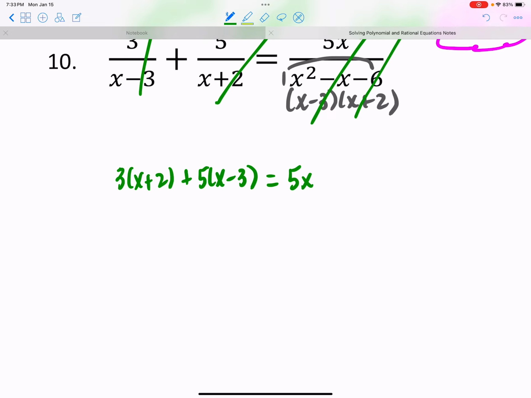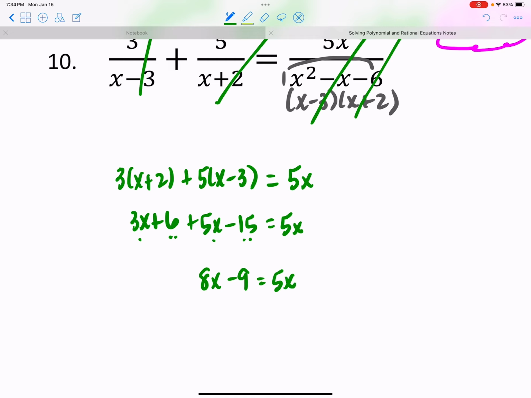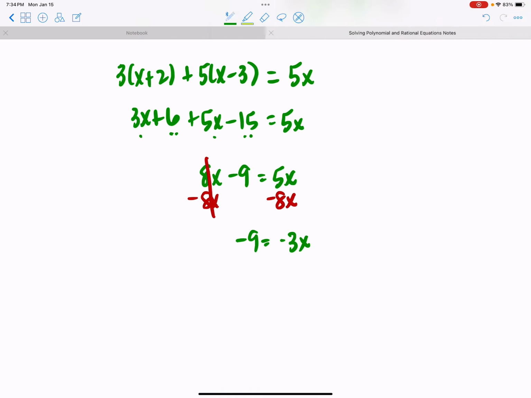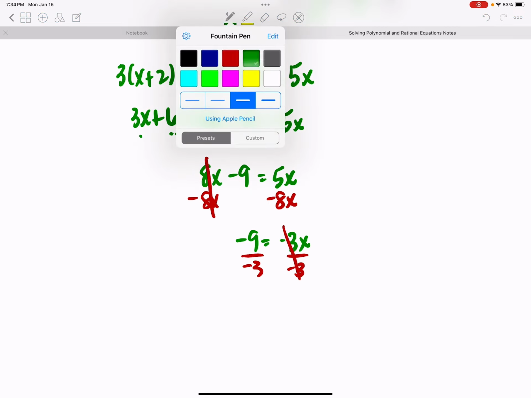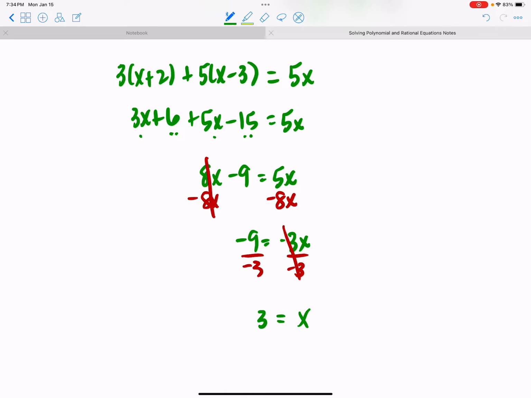No more fractions. So 3x plus 6 here, a 5x minus 15 here, still a 5x on this side, which means those are going to cancel, but I don't want to lose anybody. So combine like terms: 3x and 5x is 8x. Combine these: negative 15 and positive 6 makes negative 9. I need x's to be together, so I'm going to go ahead and subtract the 8x over. So those are gone, almost there. Negative 9 is now equal to negative 3x, and then dividing both sides by negative 3, I get my solution. Negative 9 divided by negative 3 is positive 3.